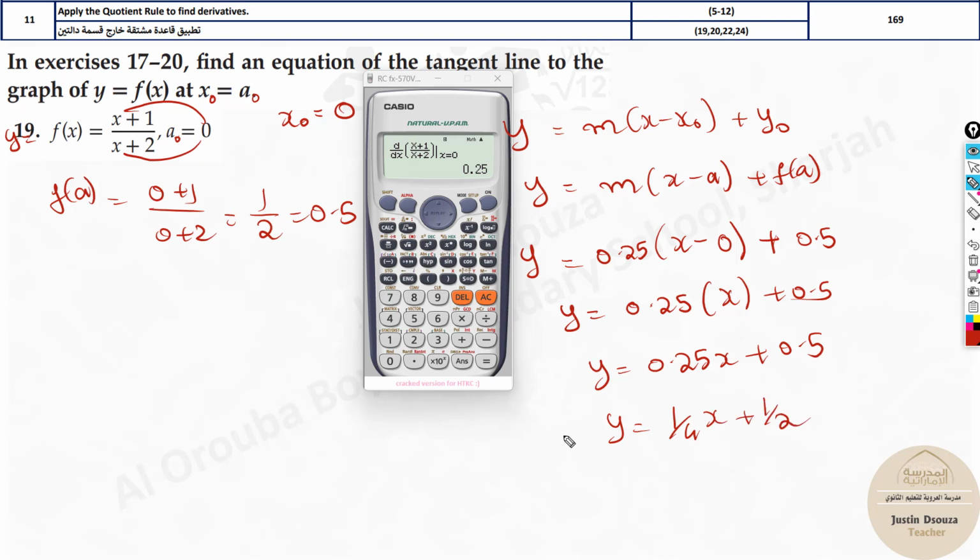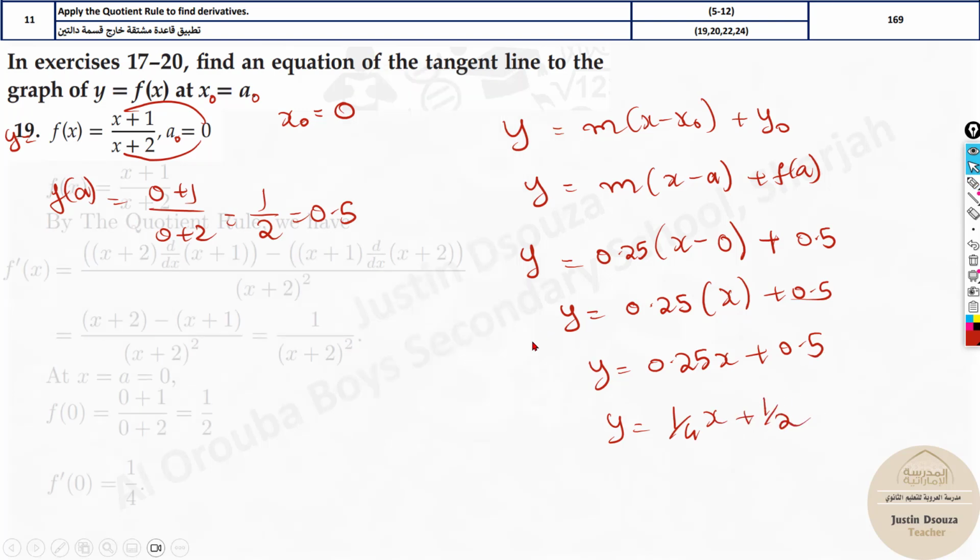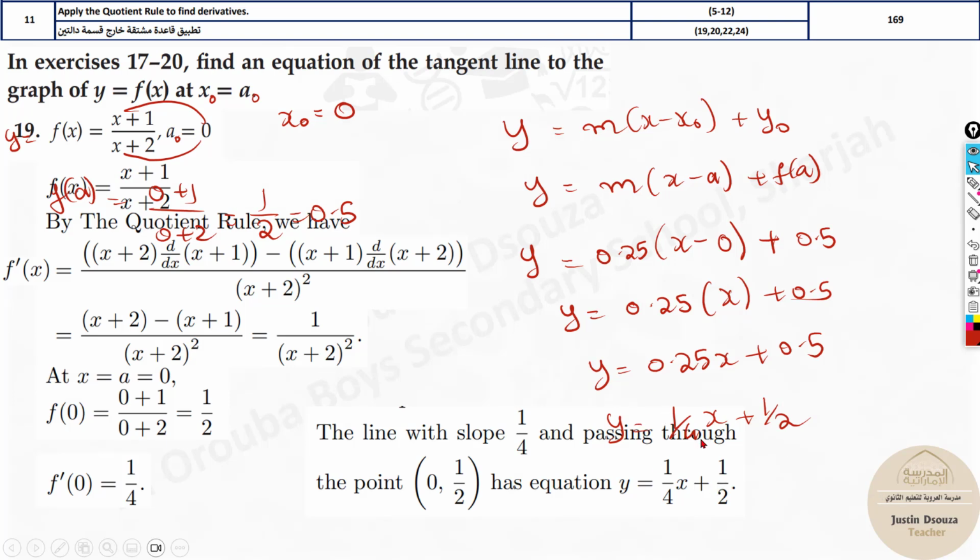This will definitely be the answer. Any one of these. So you can see it's y equals 1/4 x plus half. That's how we solve it. You don't need to do anything with the derivative and all, because you will be given the x value directly, so substitute it over here.